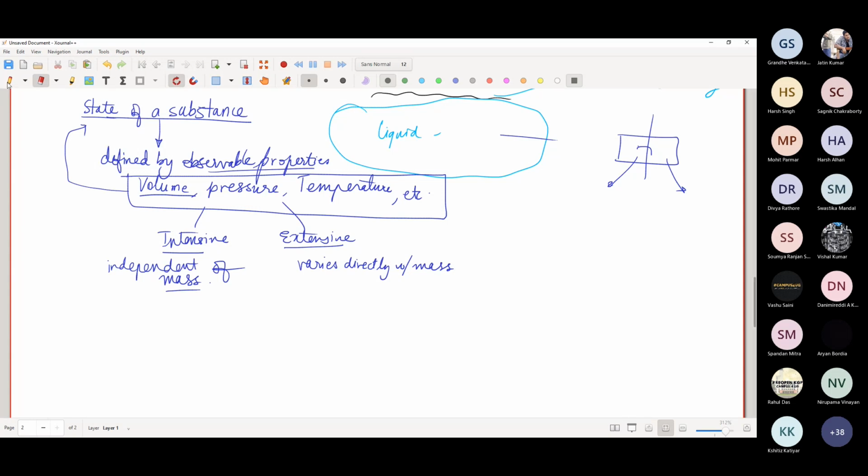Suppose you have the total volume, when you divide it by the mass, you get what is known as the specific volume. And it is basically 1 over density. So in fluid mechanics, you have a lot of discussions with density, but in thermodynamics, you will have a lot of discussions with this specific volume.